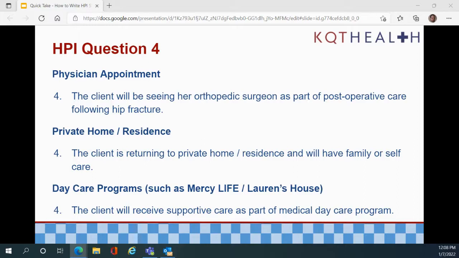Similarly to HPI Question 2, your response to Question 4 can vary based on the location. Some other examples are physician appointment. The client will be seen by her orthopedic surgeon as part of postoperative care following hip fracture. Private home or residence. The client is returning to private home residence and will have family or self-care. Daycare programs such as Mercy Life or Lawrence House. The client will receive supportive care as part of a medical daycare program.